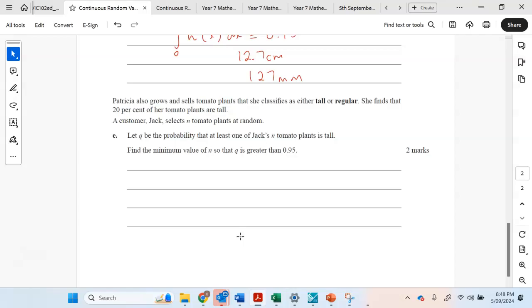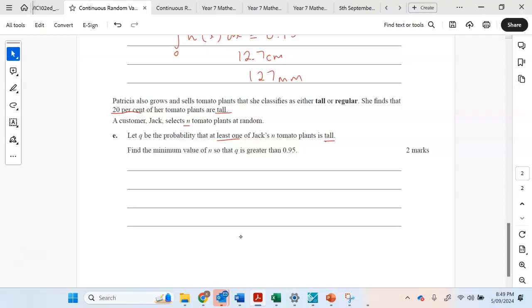So Patricia also grows and sells tomato plants that she classifies as either tall or regular. She finds that 20% of her tomato plants are tall. A customer, Jack, selects N tomato plants at random. So this N is giving me binomial vibes, but let's keep reading. Let Q be the probability that at least one, that's going to be important, of Jack's N tomato plants is tall. So the regular part doesn't matter.